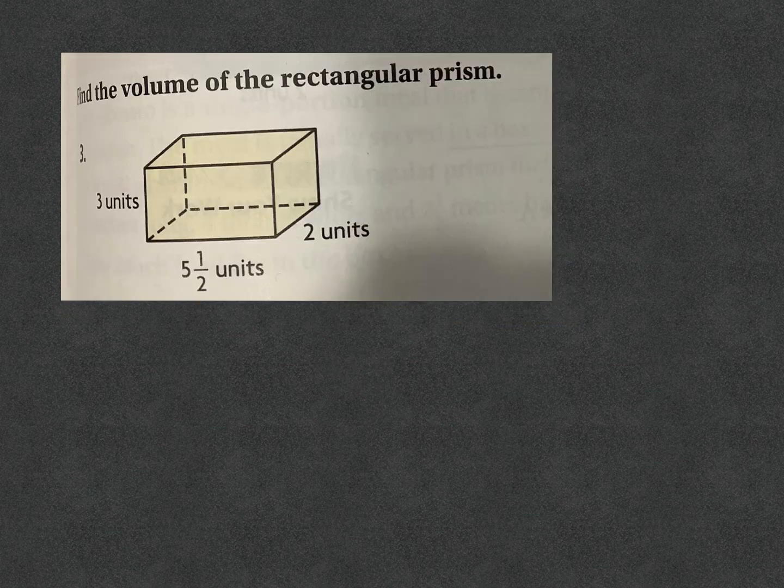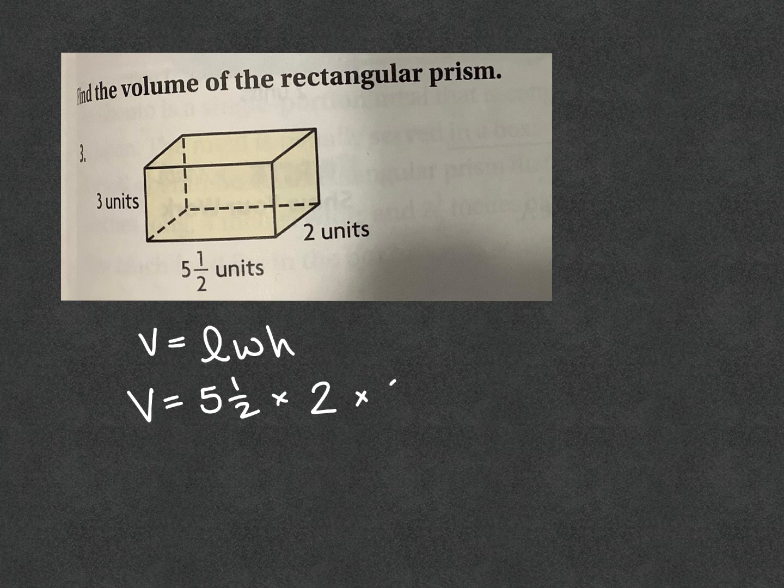And the other type of question you're going to get in this section is you're going to be given a rectangular prism with its measurements, and you can go ahead and use the formula for volume of a rectangular prism, length times width times height. Fill in the information. The length is 5.5. The width is 2. The height is 3. I've got this fraction going on here, so I'm going to make all of these fractions so I can do the multiplication.